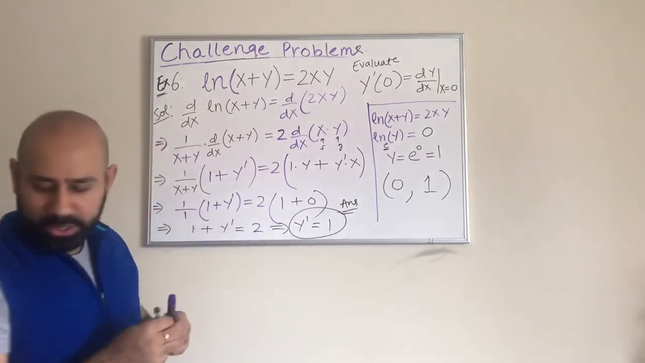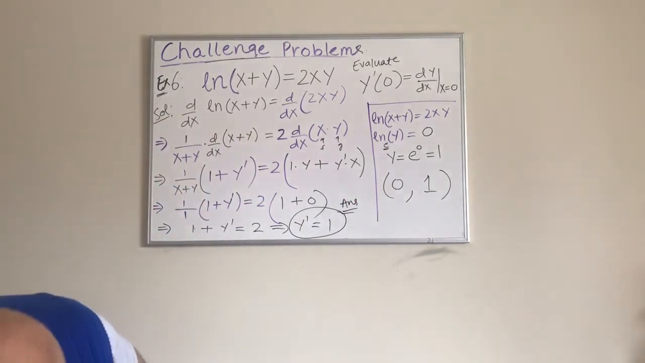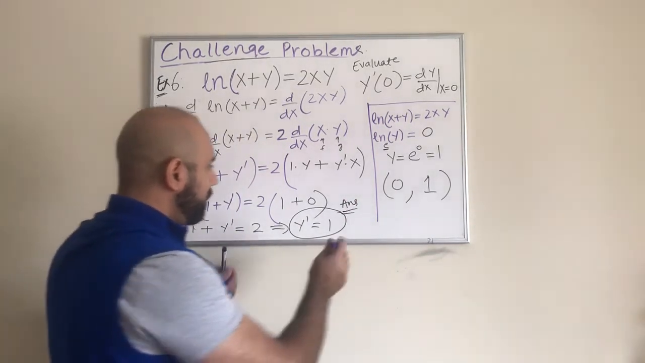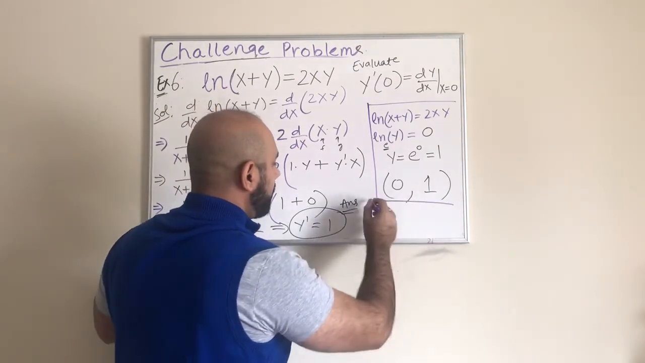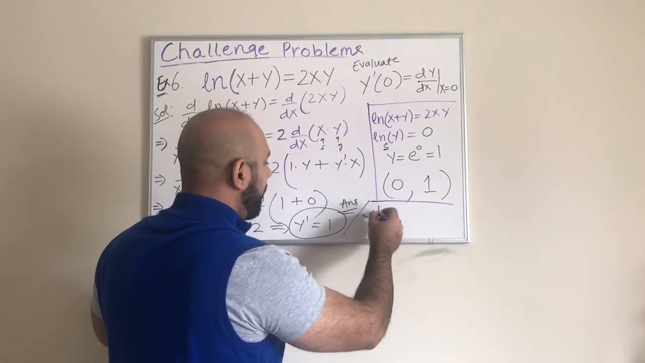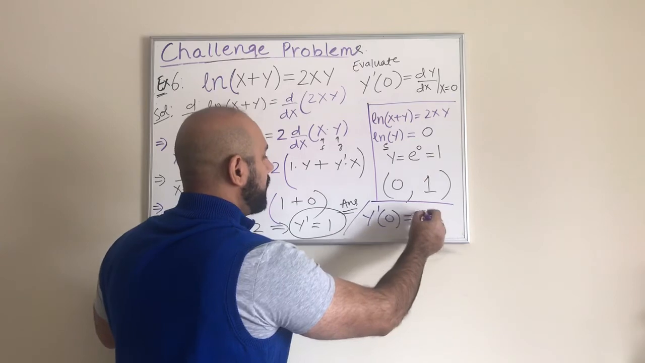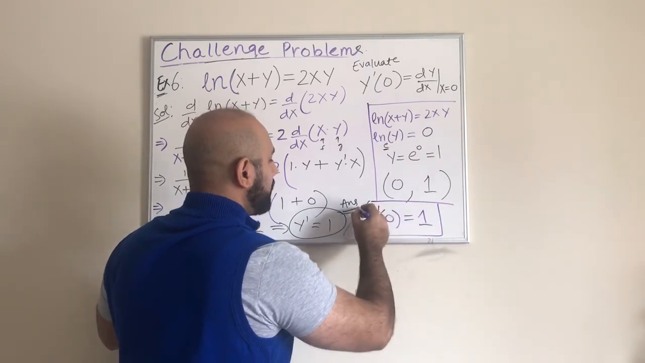I still want to make sure that this is what I have in my notes. Yeah, that's what I have in my notes. But if I have to write it in proper notation, it is going to be y prime at x equal to 0 is 1. That is the final answer.